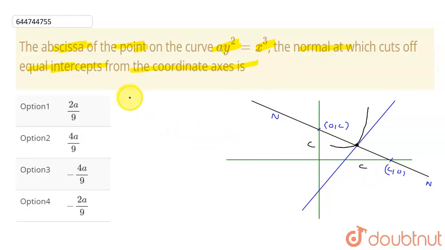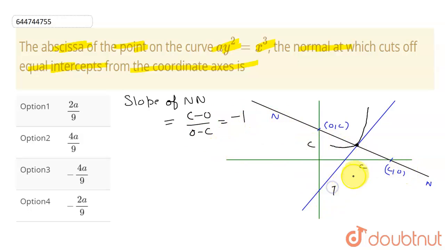The slope of my normal, which is N, I can write as y2 minus y1 upon x2 minus x1. So this will give me c minus 0 upon 0 minus c, which gives minus 1. So the slope of my normal, which has equal intercepts, will be minus 1.